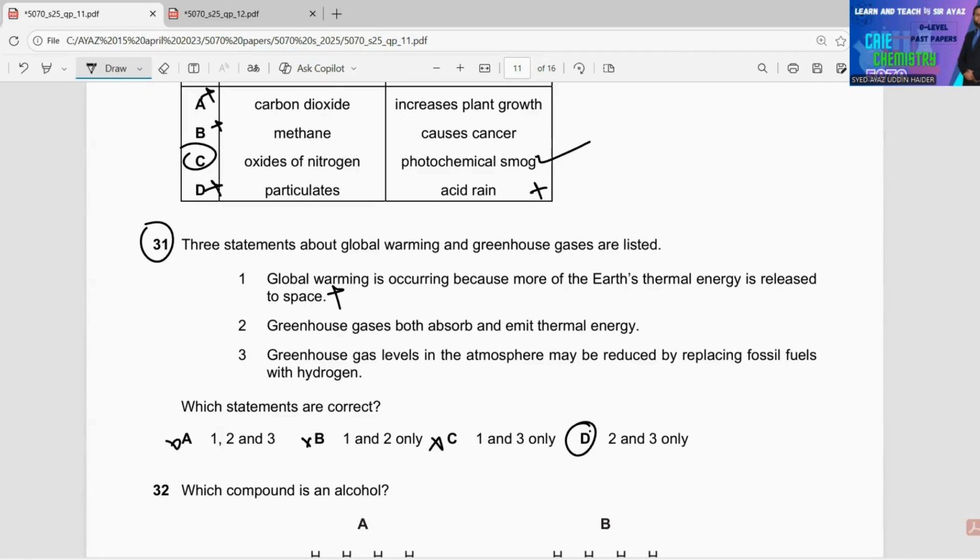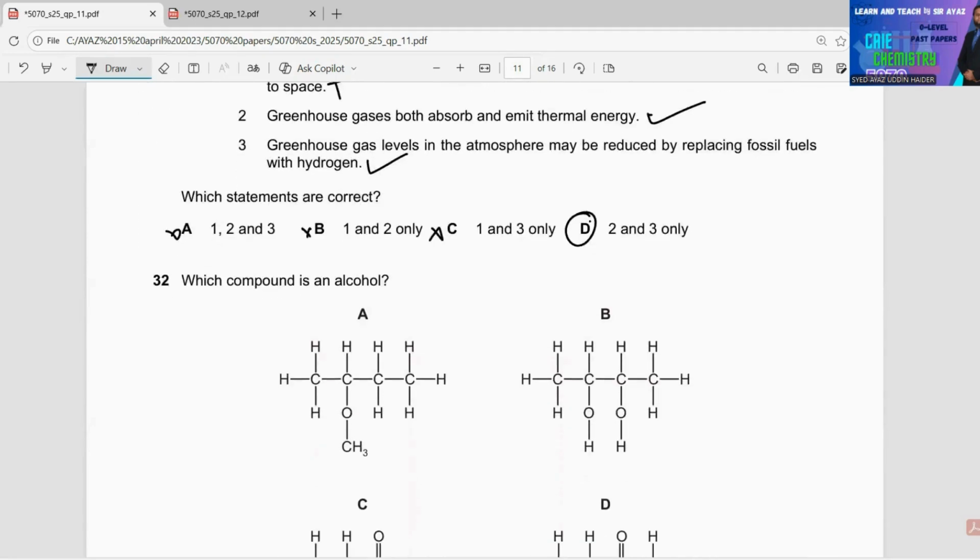For your convenience, I am reading statements 2 and 3 again. Greenhouse gases both absorb and emit thermal energy. This is correct. They absorb and emit thermal energy. 3. Greenhouse gas levels in the atmosphere may be reduced by replacing fossil fuels with hydrogen. This is also correct. So D is the final answer here.